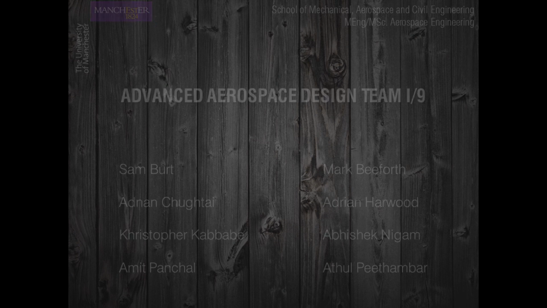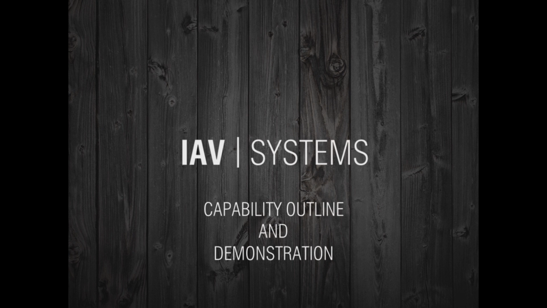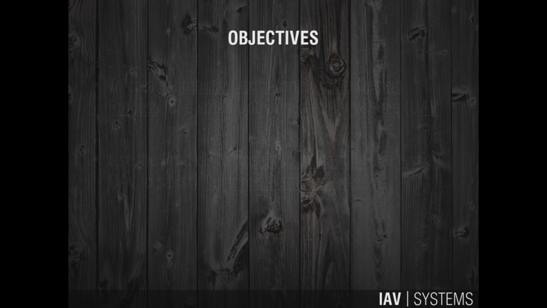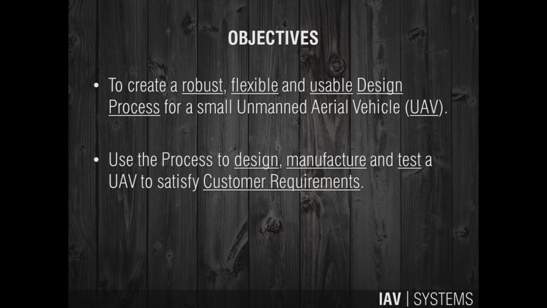This video is a process capability outline and design point demonstration for the UAV systems design process. Key requirements involve both design and test of a design process and a subsequently derived electric UAV.